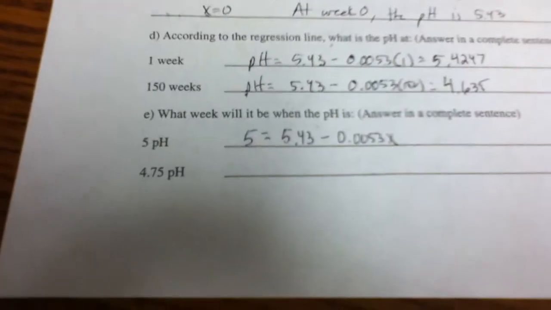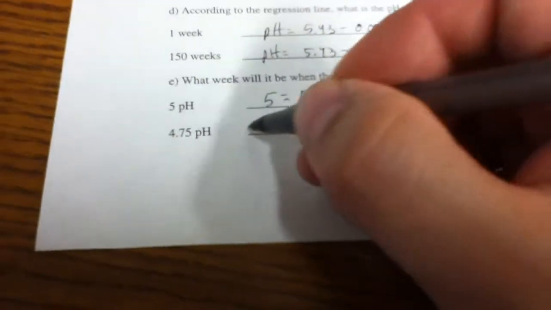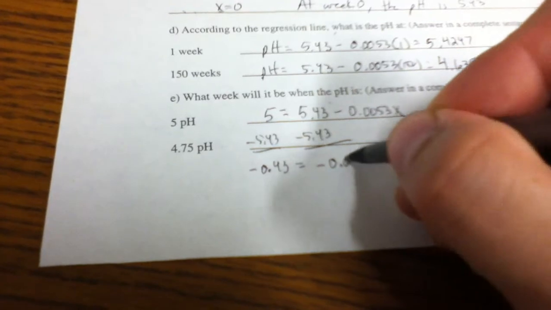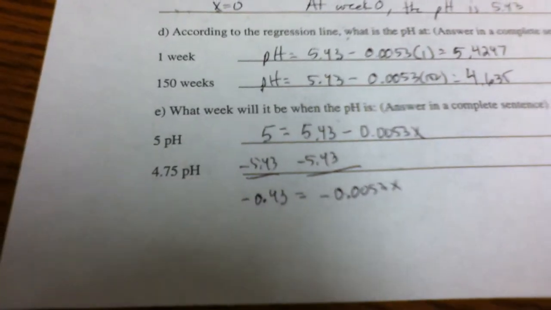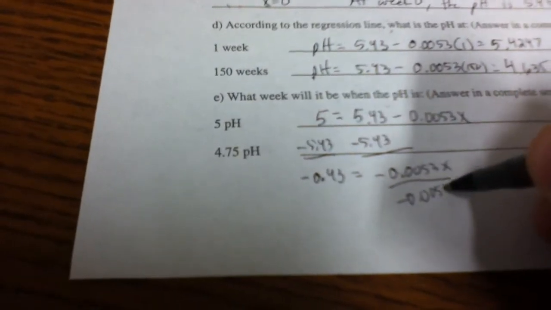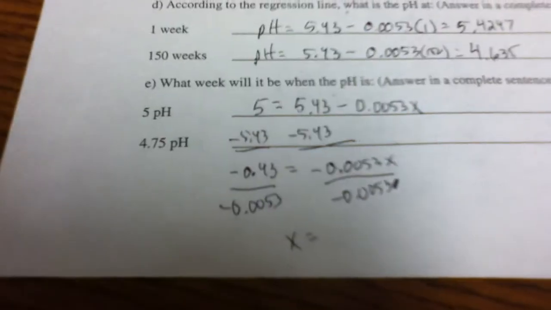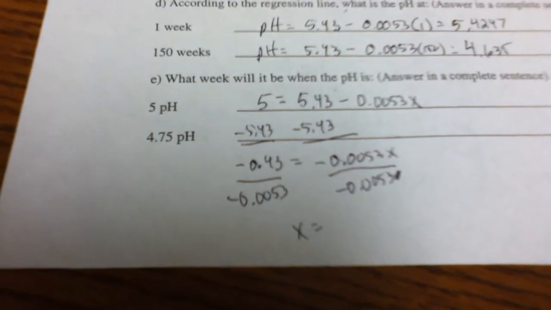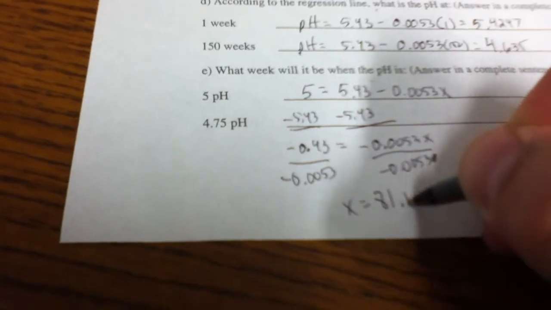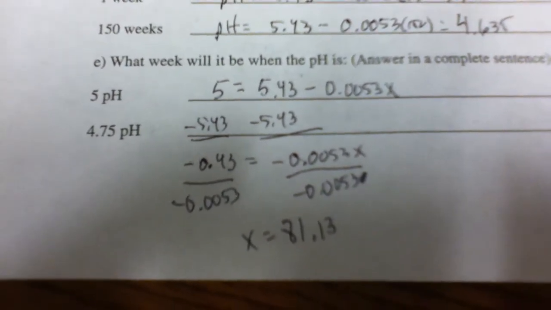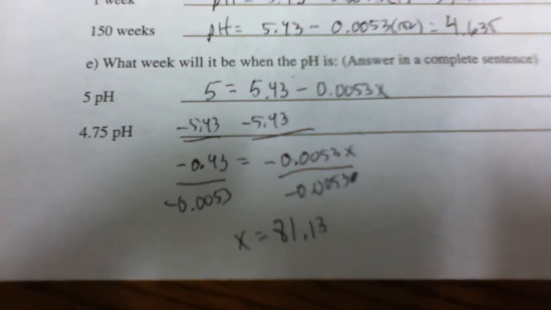So the 5 would go in for pH. 5 equals 5.43 minus 0.0053x. Then we'd have to solve for x. So we would subtract 5.43 from both sides, which gives us negative 0.43 equals negative 0.0053x. Then I would divide by negative 0.0053, which would give us x equals 81.13. If I was going to write that as a sentence, the pH will be 5 at week 81.13.